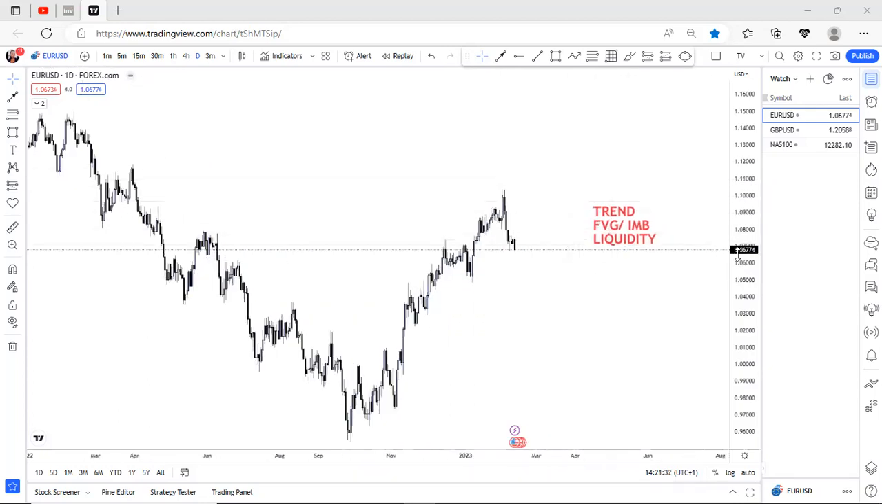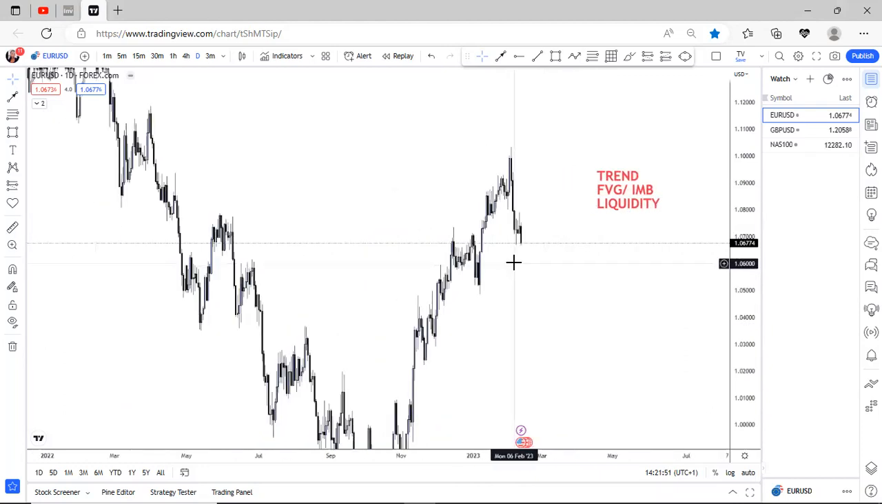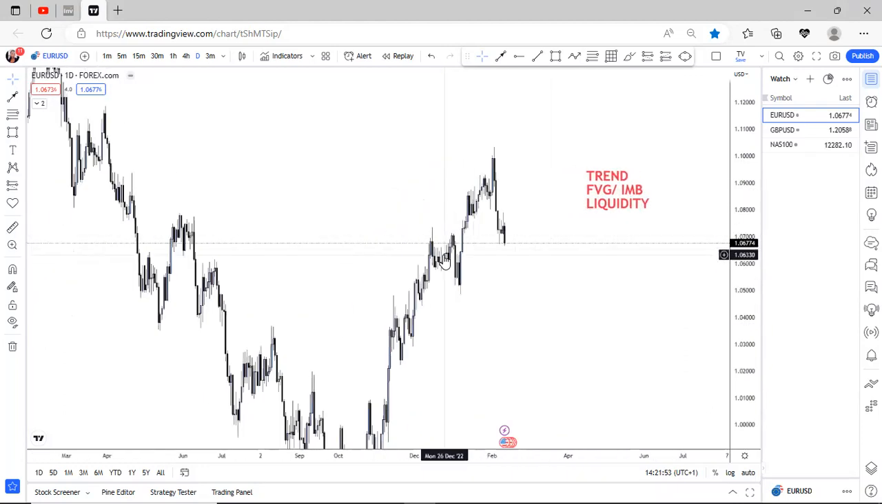Then the other two things I've been focusing more on lately now is the FVG, which means fair value gap, or what is also called imbalance. And I also focus more on liquidity. These two things are very, very important now. Why? Just before you take your trade. I'll be using the euro dollar, GBP dollar, and NASDAQ in this video for explanation.